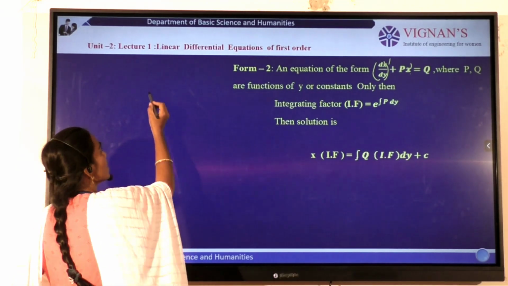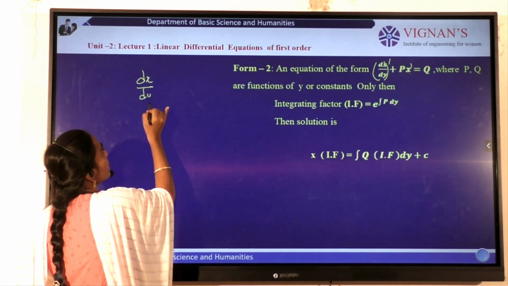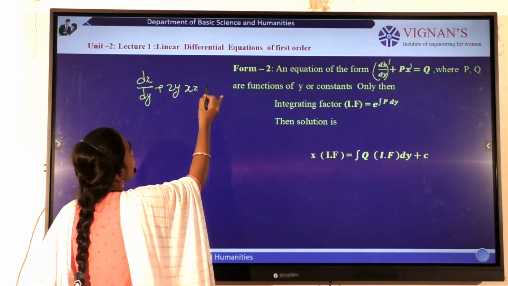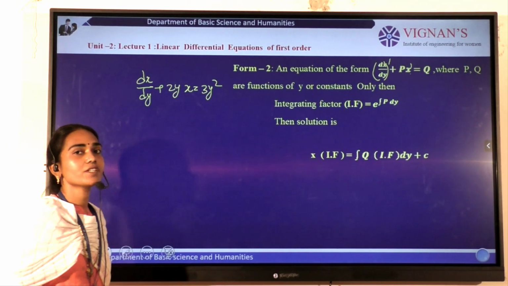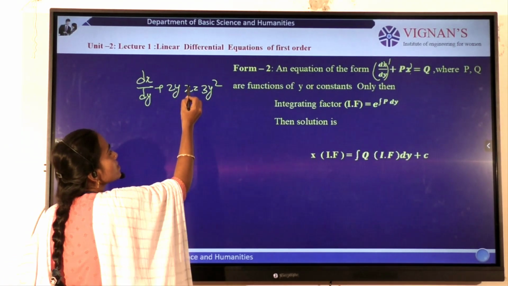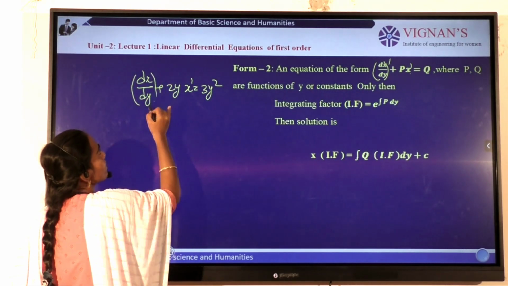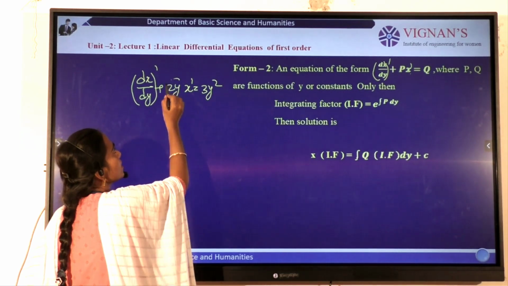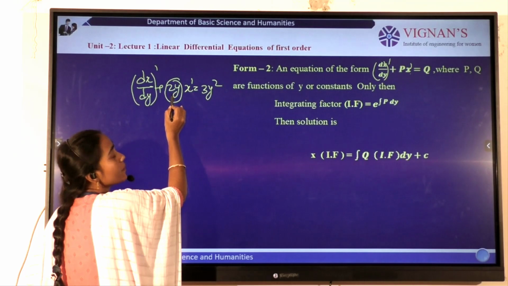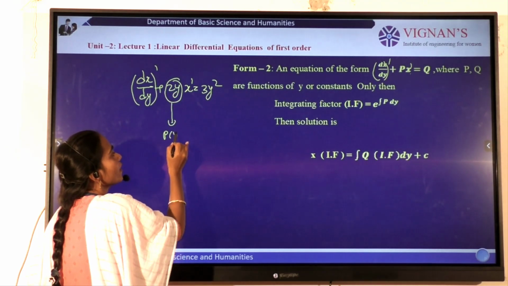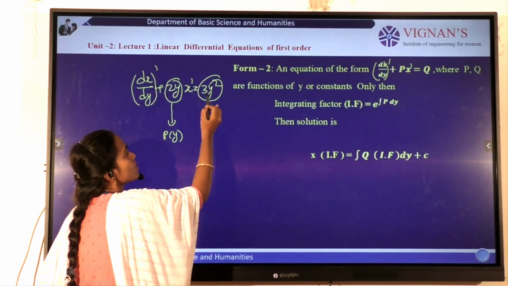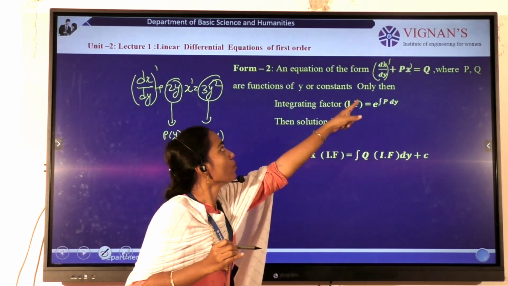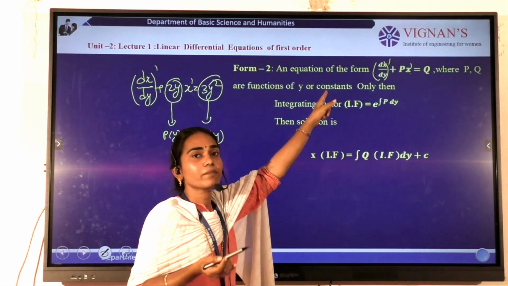Let me explain with an example. So consider dx by dy plus 2y into x is equal to 3y square. So this is a linear differential equation of first order in x. Why? Because the power of x is 1 and dx by dy also appears with a degree 1. And observe here, the x multiple is a function of y, p of y, and the right hand side part is 3y square. This is also a function of y. So p and q both are functions of y, or they can be constants.